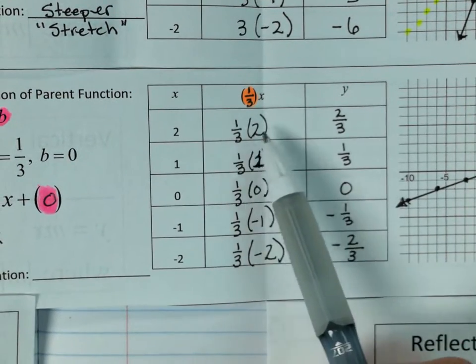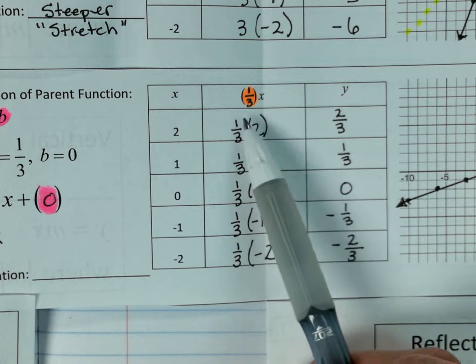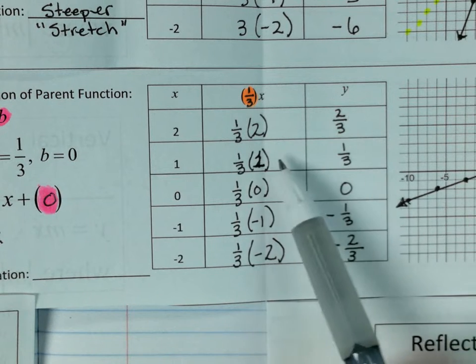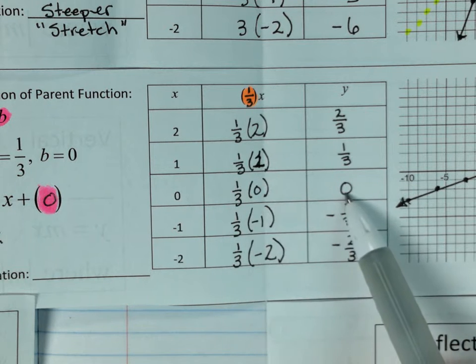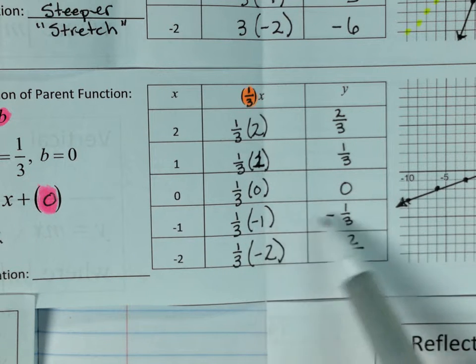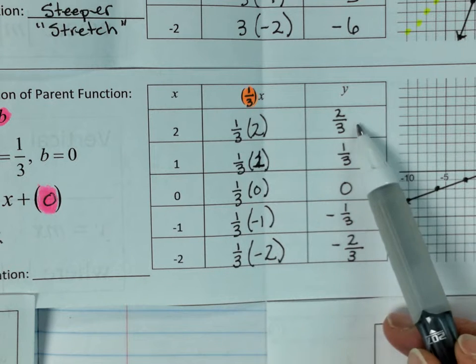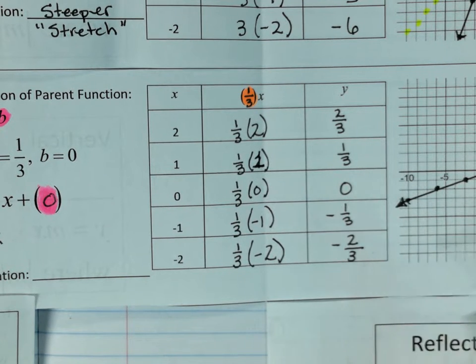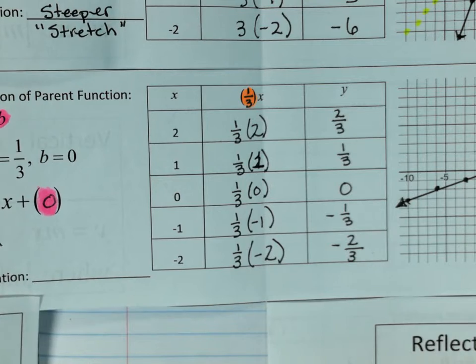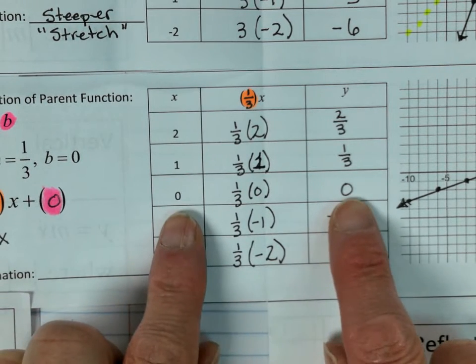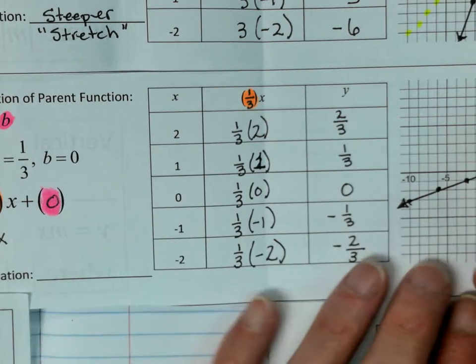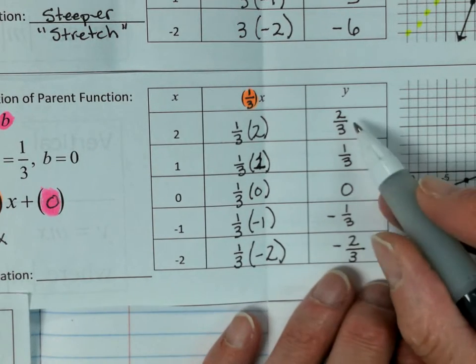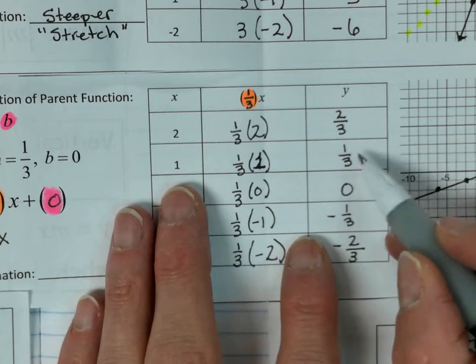So 1/3 times 2 is 2/3. 1 times 1/3 is 1/3. 0 times 1/3 is 0. And this is just negative 1/3 and negative 2/3. So I'm looking at this and I'm like, well, those are not nice integer values. The only thing I can plot is 0, 0. So I started with 0, 0. I can't plot 2 and 2/3 and 1 and 1/3.